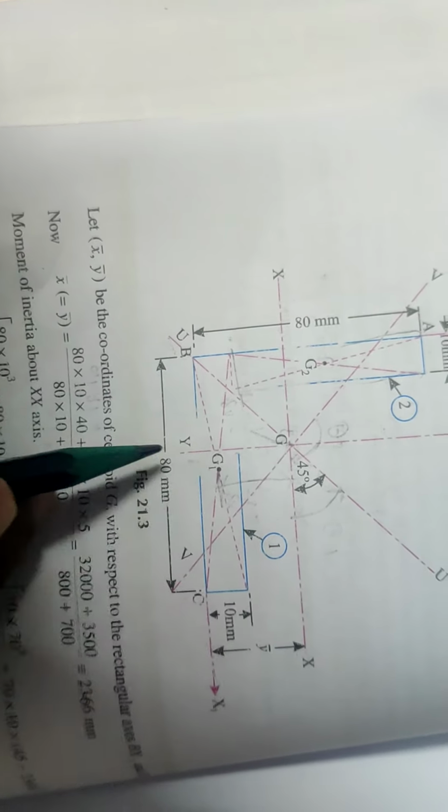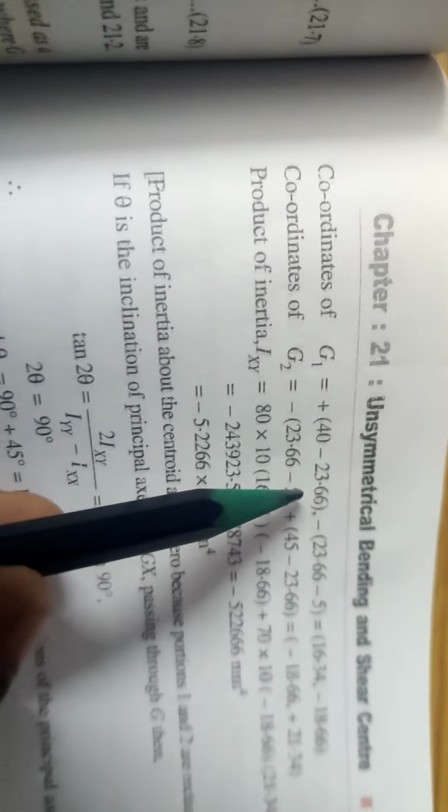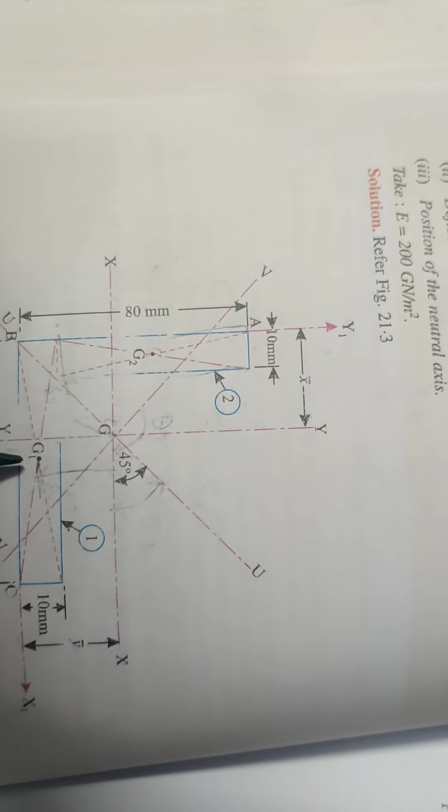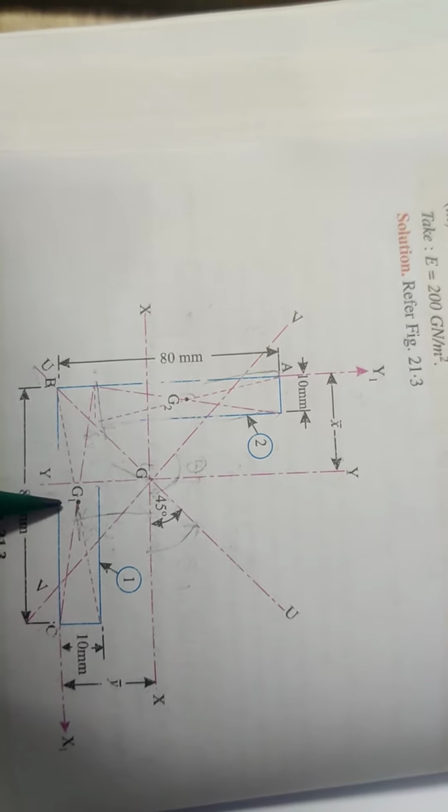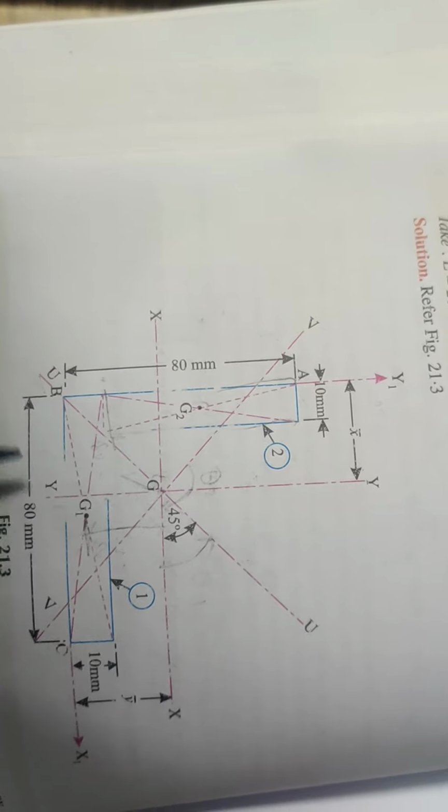G1 is at 80 divided by 2, which is 40. With respect to G, whose x bar is 23.6, G1 is ahead of G, so a positive value will come: 40 minus 23.6. After the x value, we have to calculate the y value for G1.